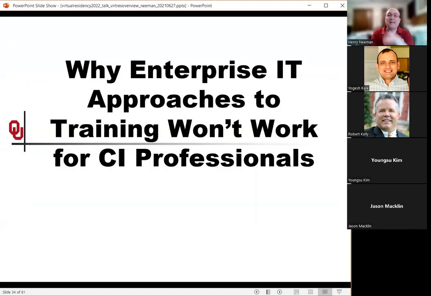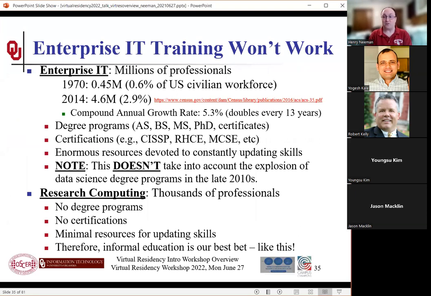Okay, now, why can't we just use the way that enterprise IT trains people? Why can't we do that? Well, the answer is the way enterprise IT trains people is based on a scale of millions. In 1970, there were already 500,000 IT professionals in the US. It was about 0.5% of the total US civilian workforce. By 2014, it was 4.5 million, and that was about 3%. So about 1 in 30, 1 in 33 US workers, not civilian workers, were IT professionals.